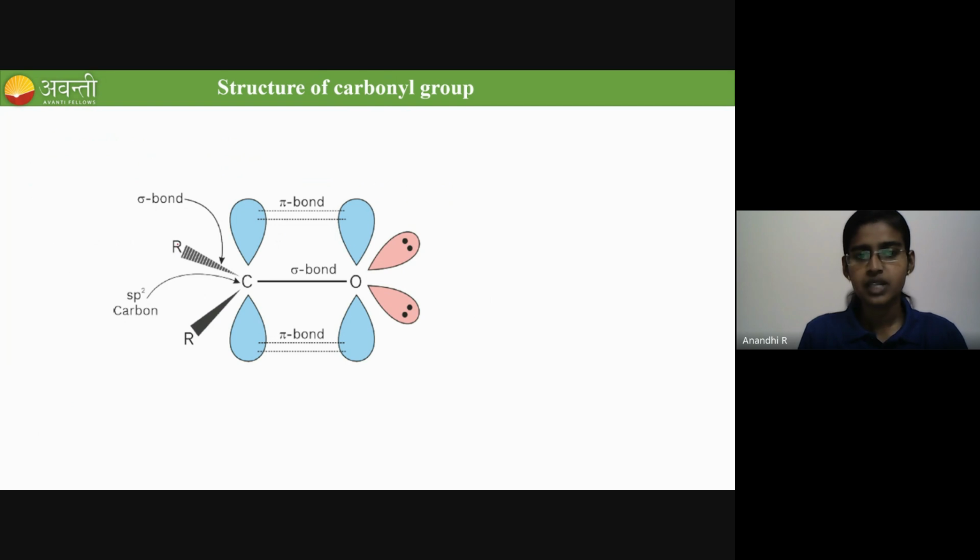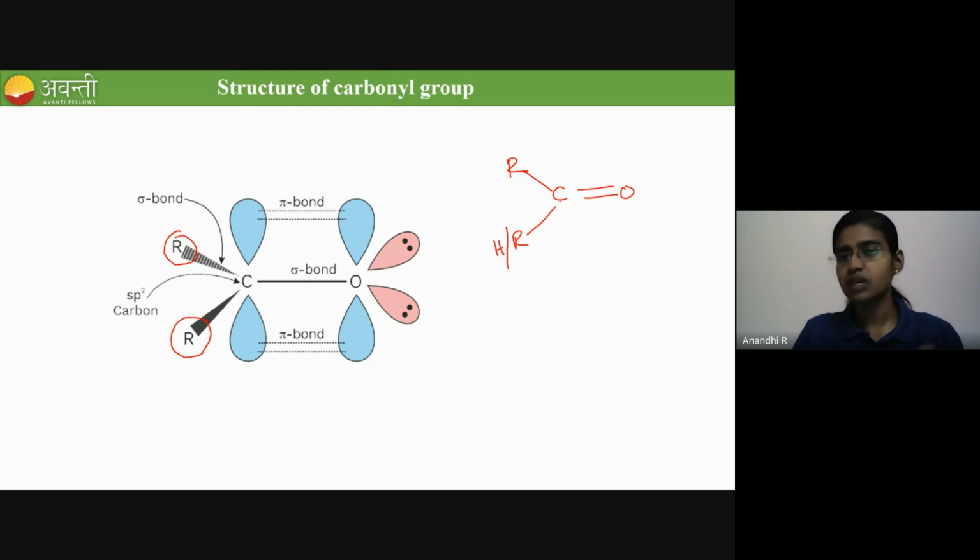On one side, we have an R group. And in the structure, the other side also contains an R group. So this structure represents the ketone. And if one of the R groups is H, then it is called an aldehyde, right? So here you can see C double bond O R, and this can be R or it can be hydrogen. Okay.